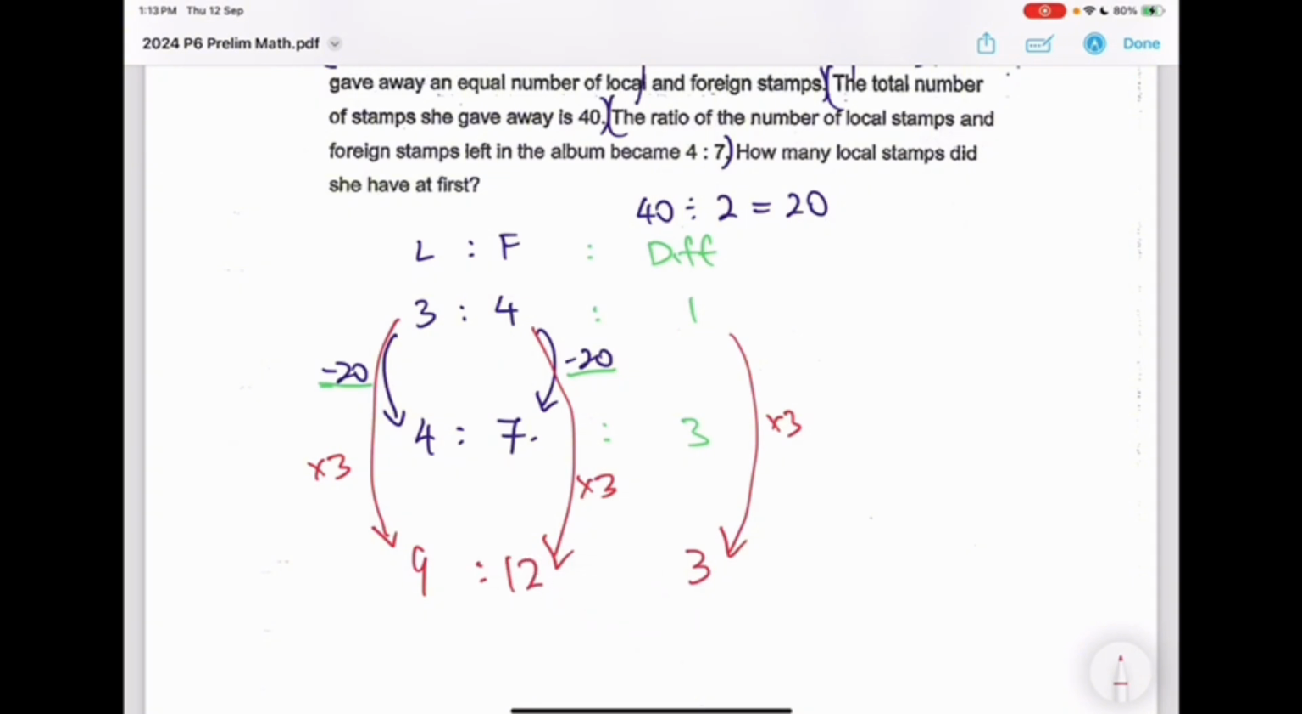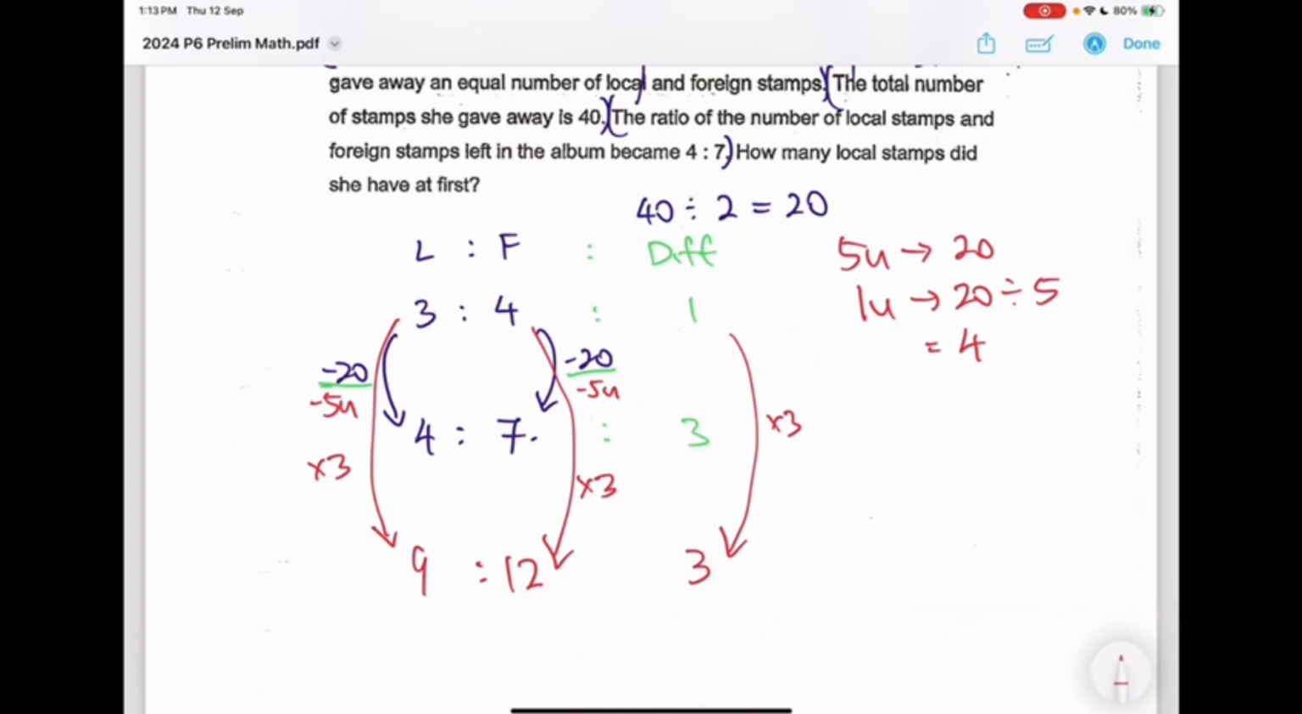Now that the differences are matched up, what I want to do is to look at the difference in units. For local, you see we have 9. After minusing 20, it becomes a 4. So negative 20 is actually minus 5 units. And we can also check on the foreign side. We have 12. When we minus 20, it becomes 7. And likewise, it is minus 5 units as well. So what I can say is that 5 units equals to 20. And I'm going to find my Mr. Green Man, which is my 1 unit. That would be 20 divided by 5, and that would just give me 4 stamps. So 1 unit equals to 4 stamps.